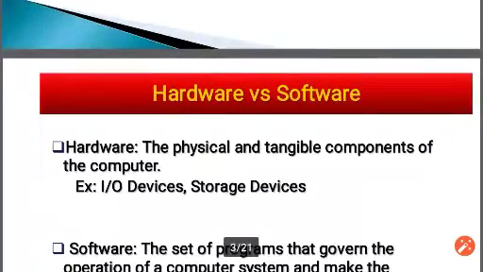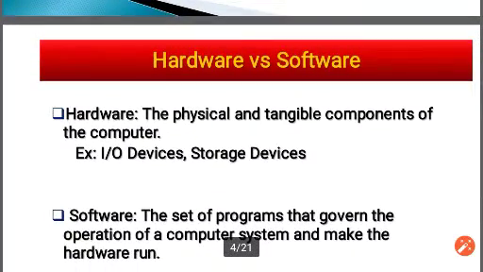First of all, before going to cover the types of software, we should recapitulate the difference between hardware and software. Hardware means the physical and tangible components of the computer which we can touch. That is, maybe some IO devices, that is input output devices, some storage devices, whereas the software is a set of programs that govern the operation of a computer system and make the hardware run.